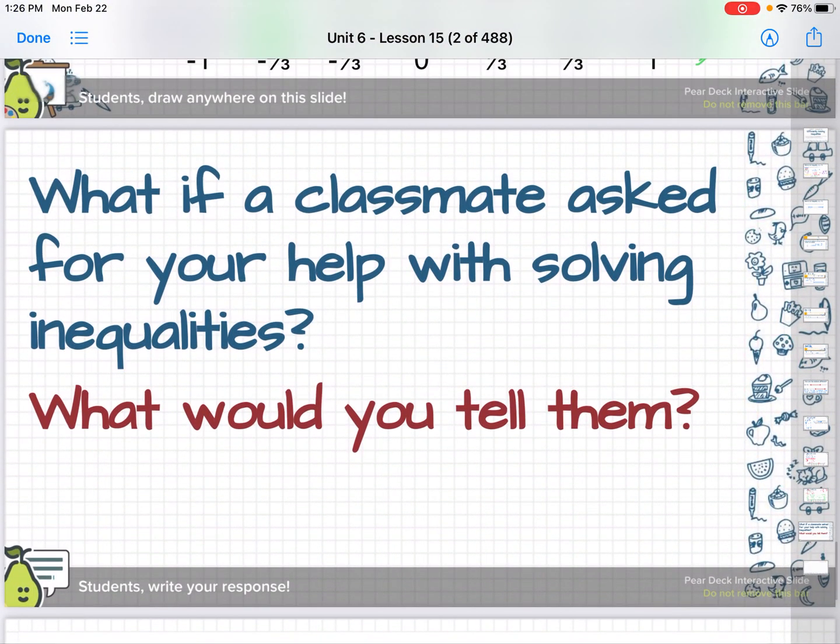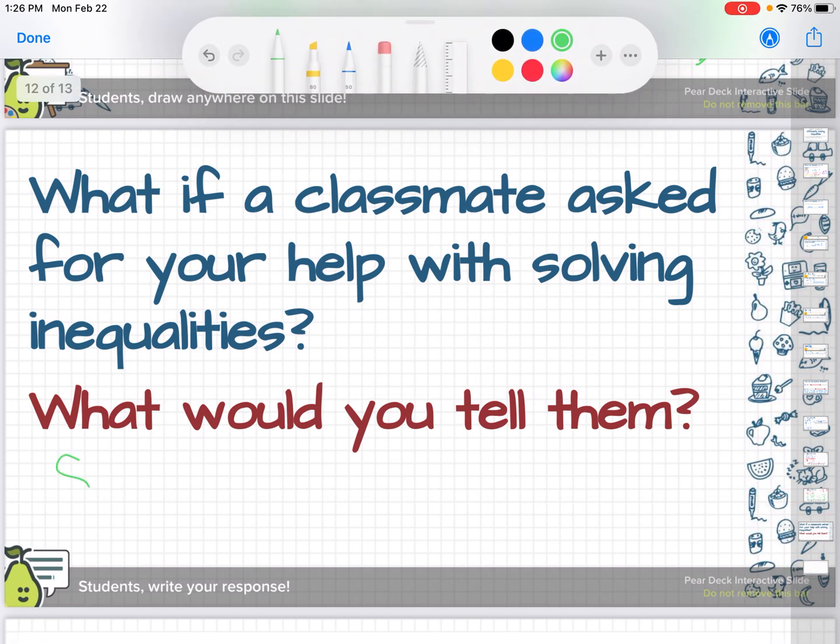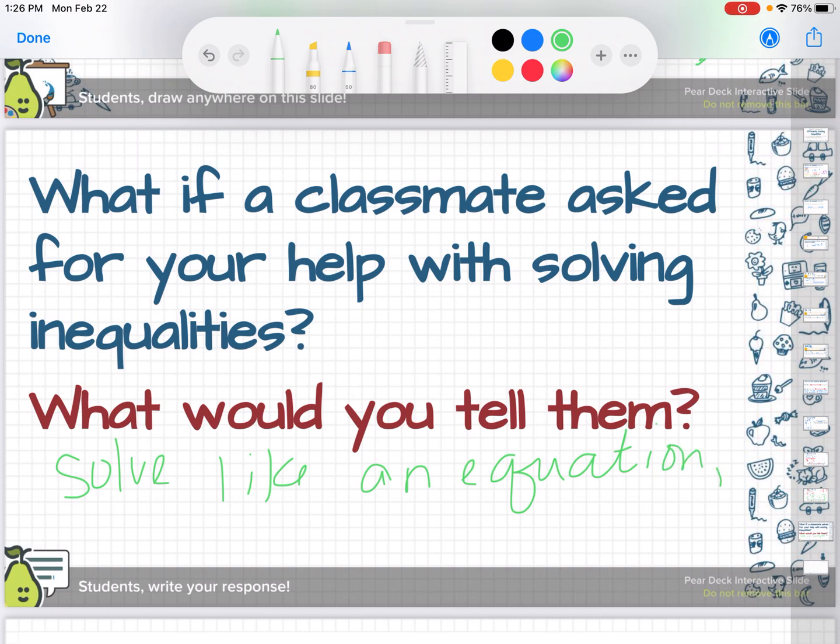Alright, what if a classmate asked you for help solving inequalities? Well, I could tell them solve like an equation. I could tell them flip the inequality when dividing by a negative.